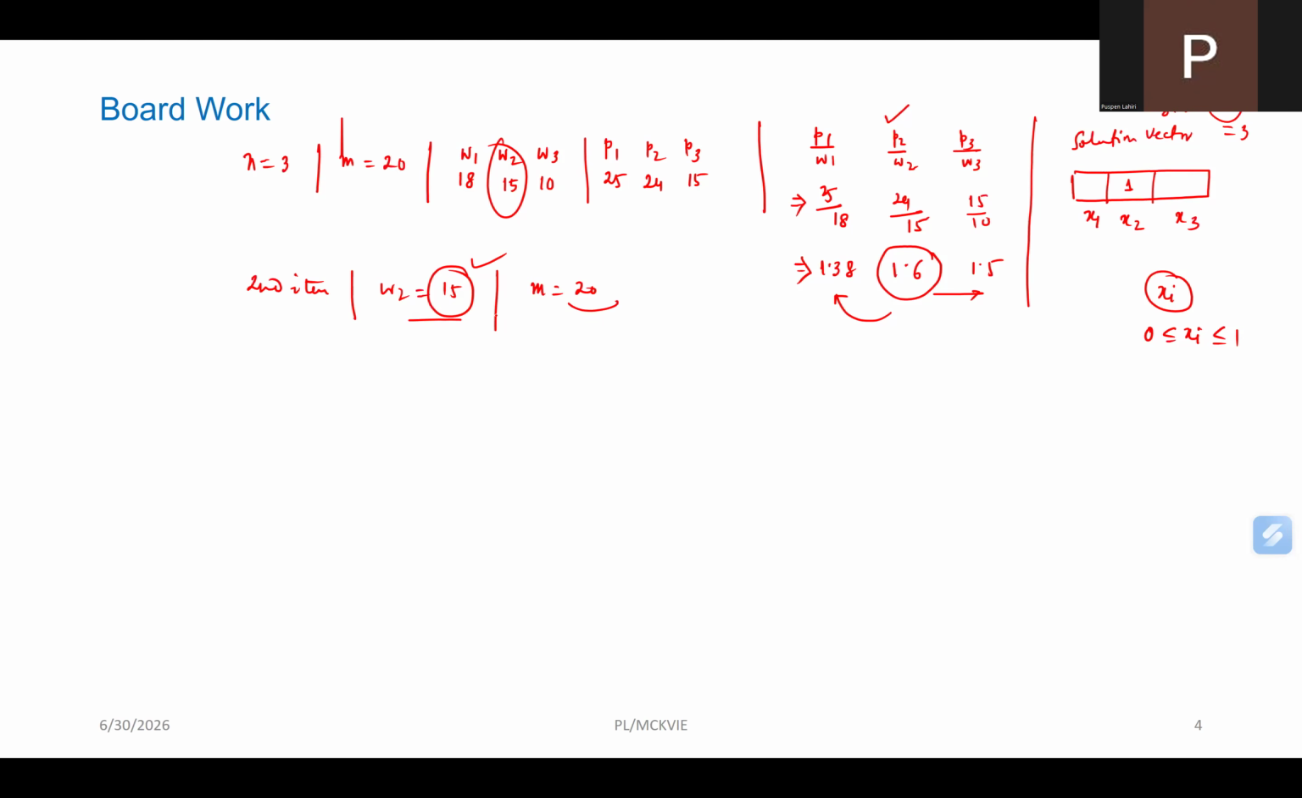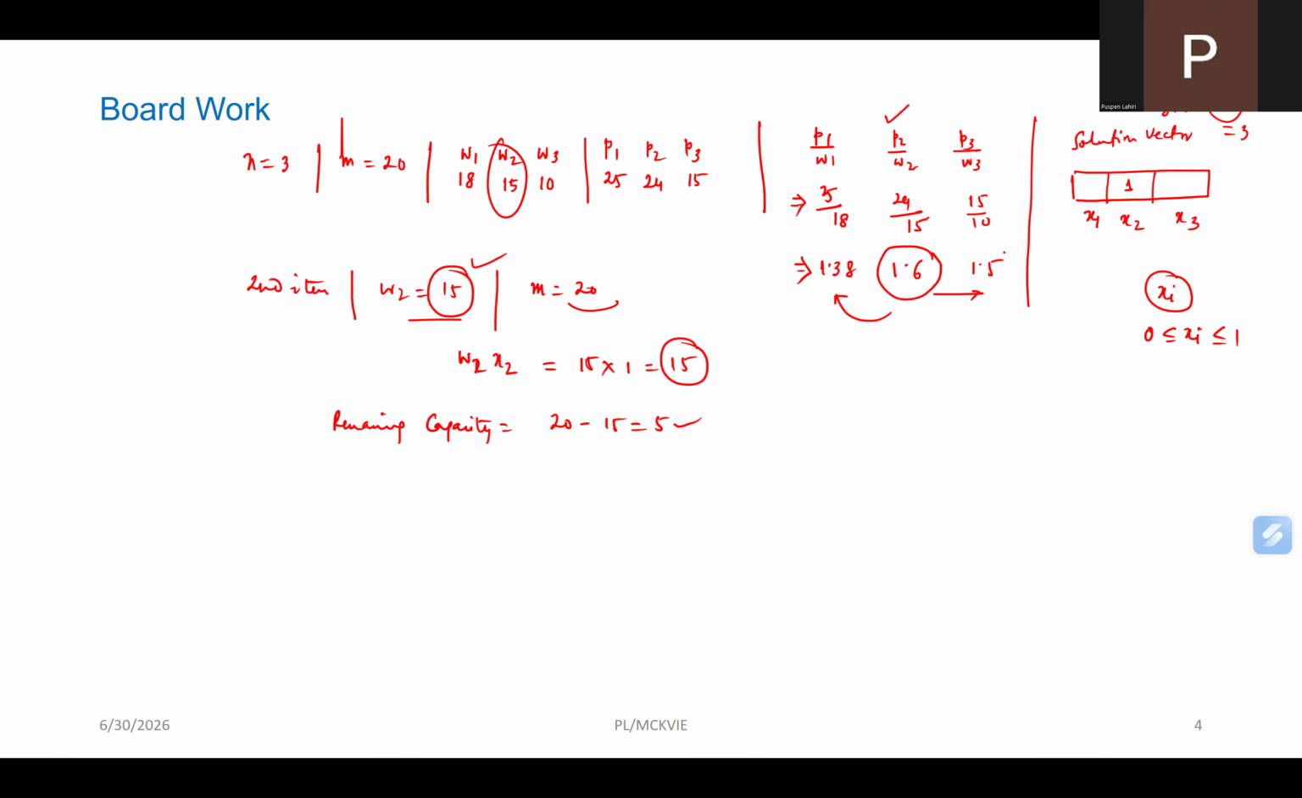By formula, we are considering W2 into X2. W2 means 15 and the contribution is X2, which is 1. So you are utilizing the full weight. Fine. Now we have to calculate the remaining capacity of the knapsack. What is the remaining capacity? 20 minus 15, so 5 units.